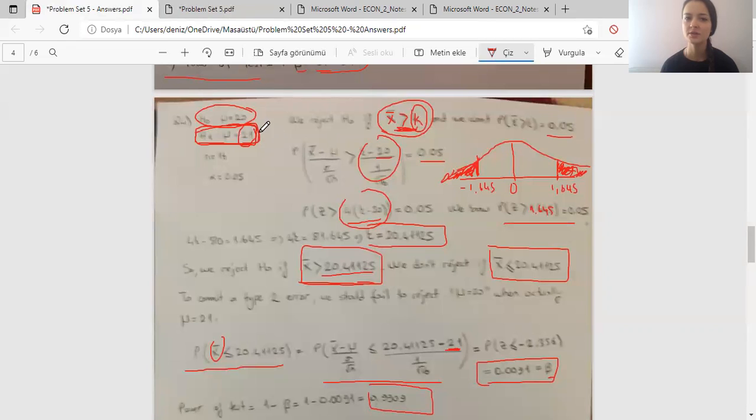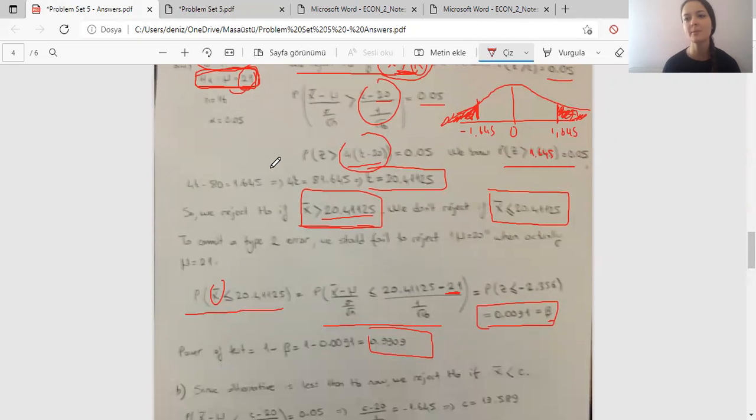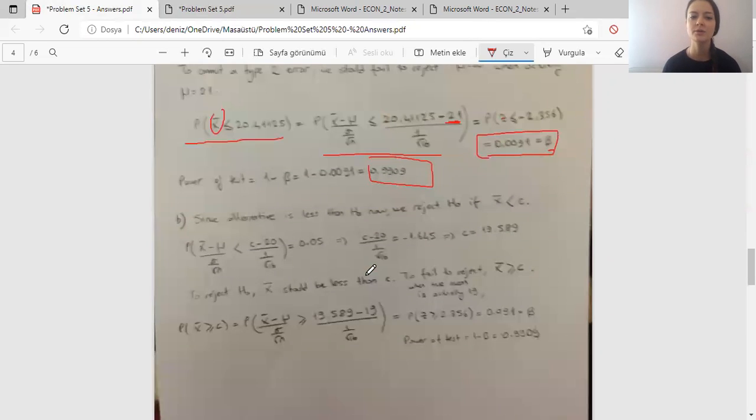So in the alternative hypothesis, since we have a bigger value, we have written the decision criteria in part A as reject H0 if X bar is greater than K, okay? Because the alternative was greater than the H0. But now in part B, we have a smaller alternative hypothesis, which is 19. So in part B, we are rejecting H0 if X bar is less than some value C, okay? Now, we are trying to find this C value.